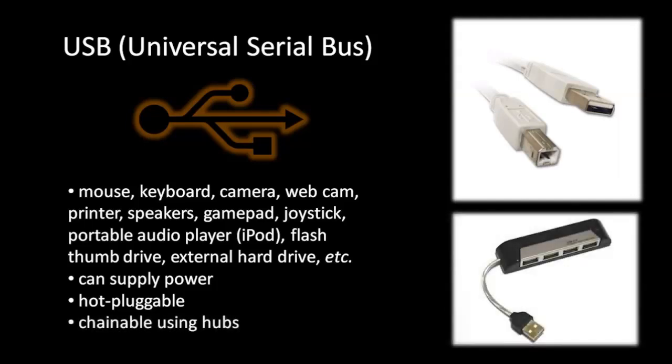Lastly, USB has this neat feature called chainable hubs. The idea of a hub is that it's a USB device into which you can plug other USB devices. Here, pictured in the bottom right, is a USB hub with 4 ports, and so you plug that into your system through a USB port on the computer, and then you can plug in 4 other USB devices through that one hub. And this can be really convenient.